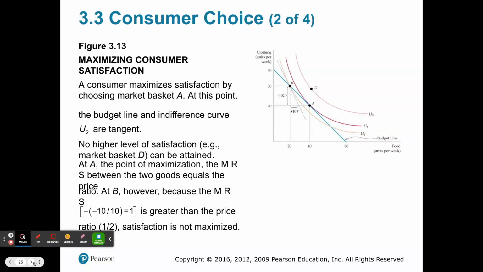And we know that A and B are not indifferent because A and B are on different indifference curves. A is on a higher one. So we know that A must be preferred to B. But what's also happening at B? If you were to look at this closely, what you would see is that at B, the slope of the budget constraint, it's steeper than the indifference curve.